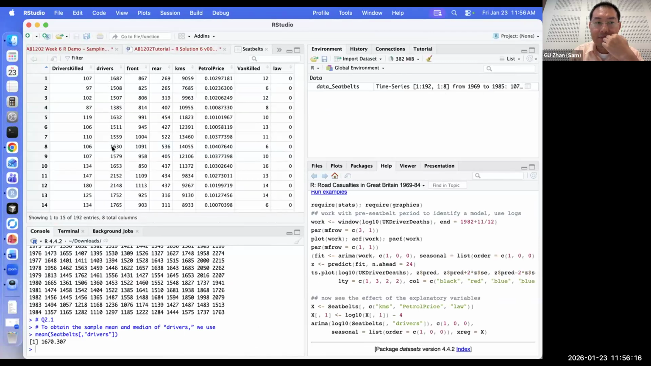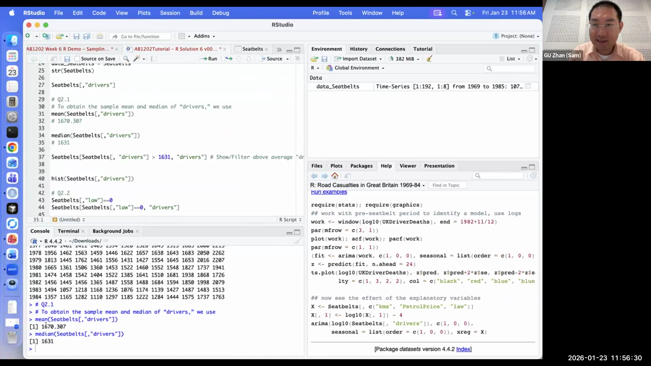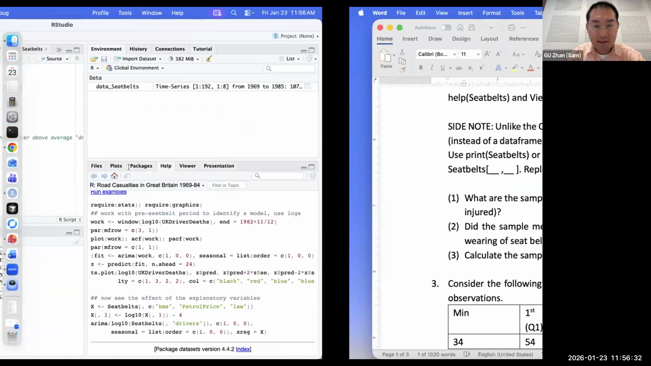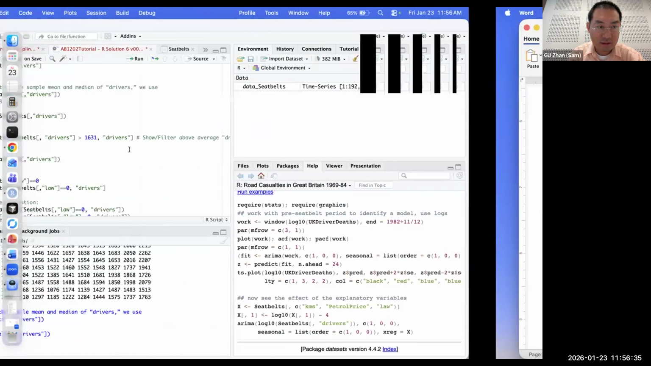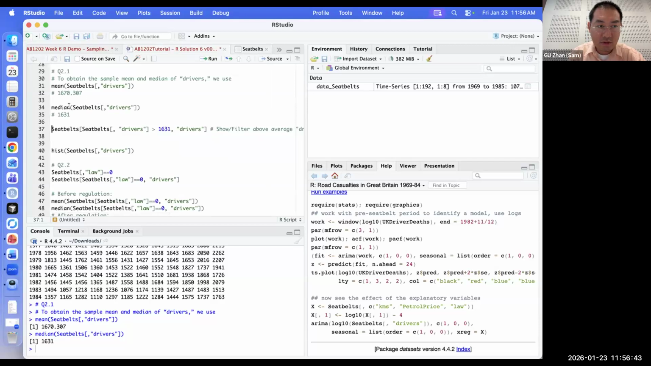Drivers is the number of drivers seriously injured or killed, for each year, it is here. Then we find the mean, 1670.307. Then the median. What is the median? The median is 1631. Next, show and filter the drivers above the median, 1631.